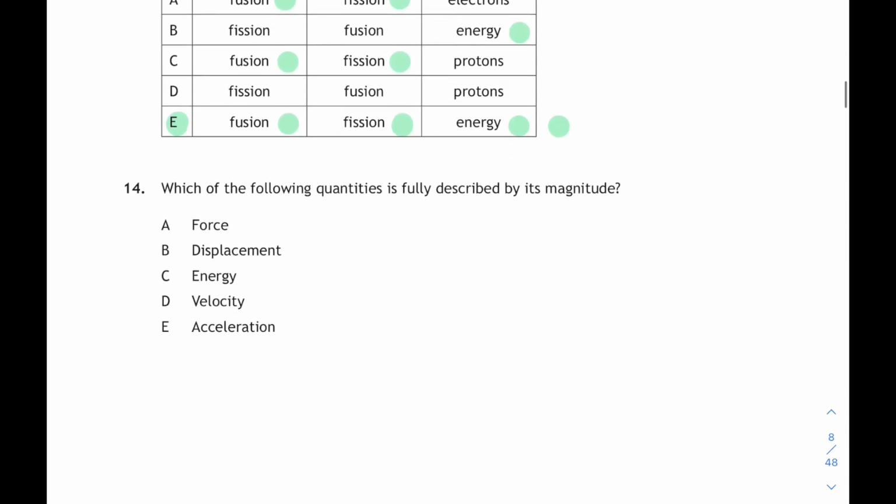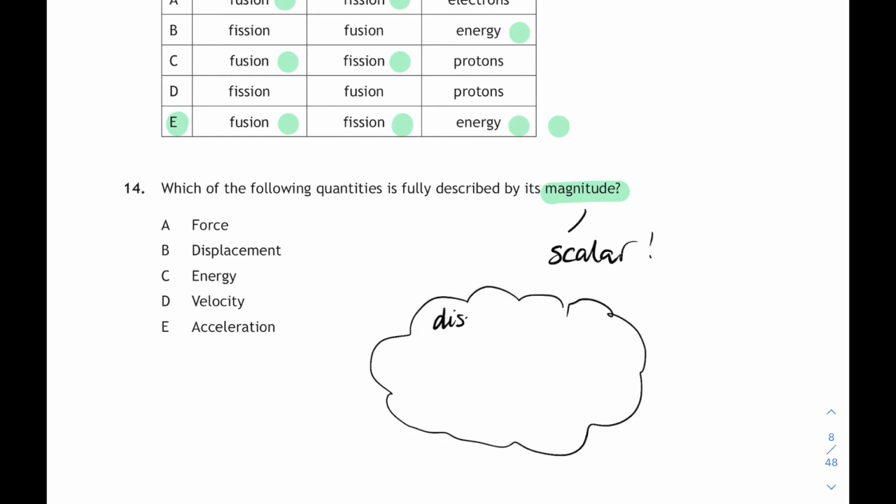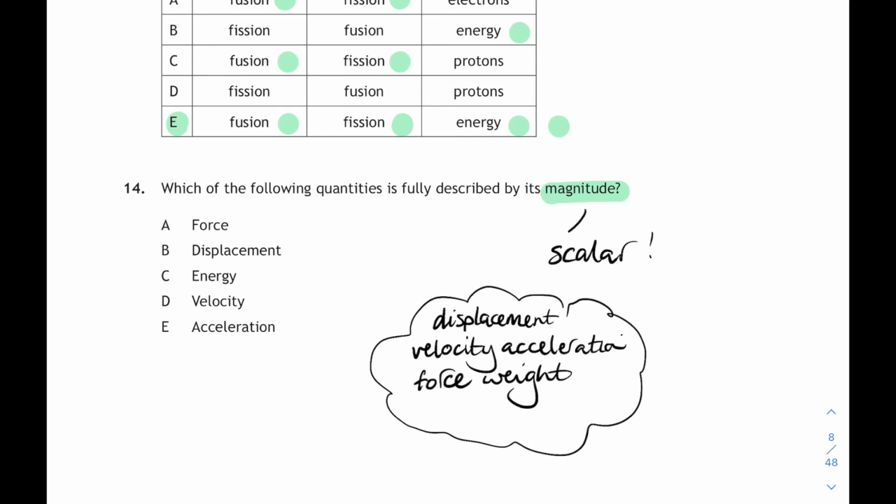14. Which of the following quantities is fully described by its magnitude? Magnitude means size, so that means which of the following is a scalar? Well, if only one of them is a scalar, that means that the other 4 are vectors. And the 4 vector quantities you need to be familiar with at National 5 Physics are displacement, velocity, acceleration, and force. And we can include weight in there as well, because weight's a force.